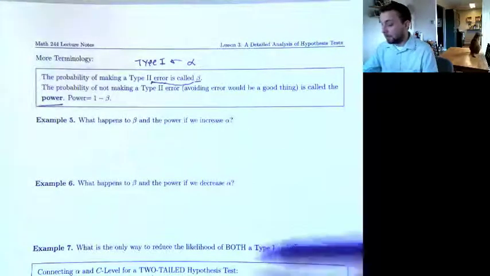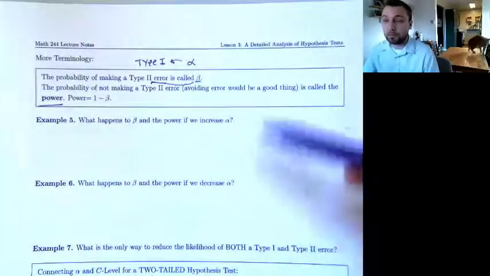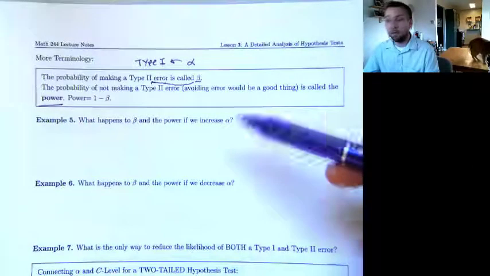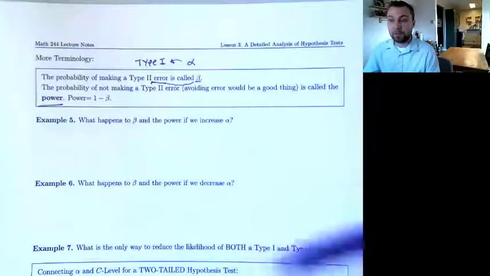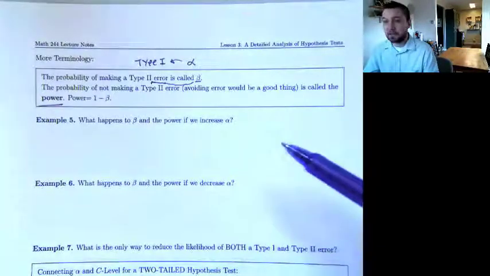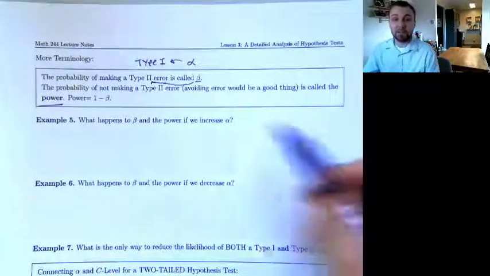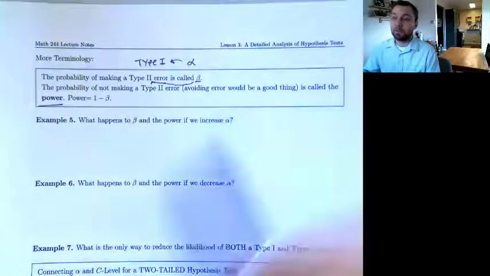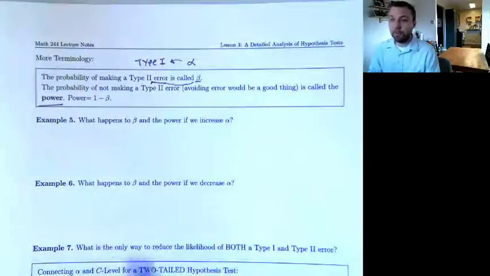This is probably something that you're going to have to go through 2 or 3 times. Otherwise, you might get a little bit of kind of alphabet soup when it comes to this. But let's just see what happens as I increase my alpha with all of this type 1, type 2, beta, power situation.